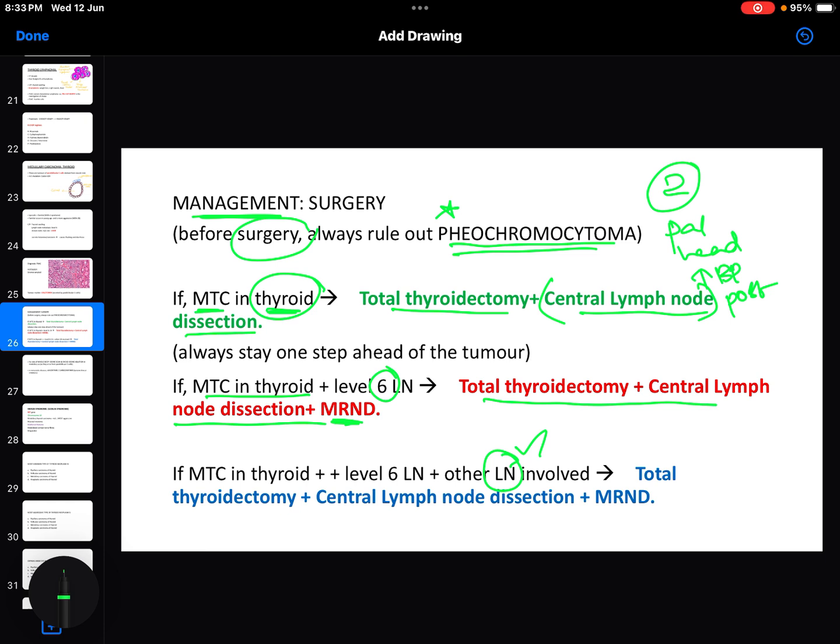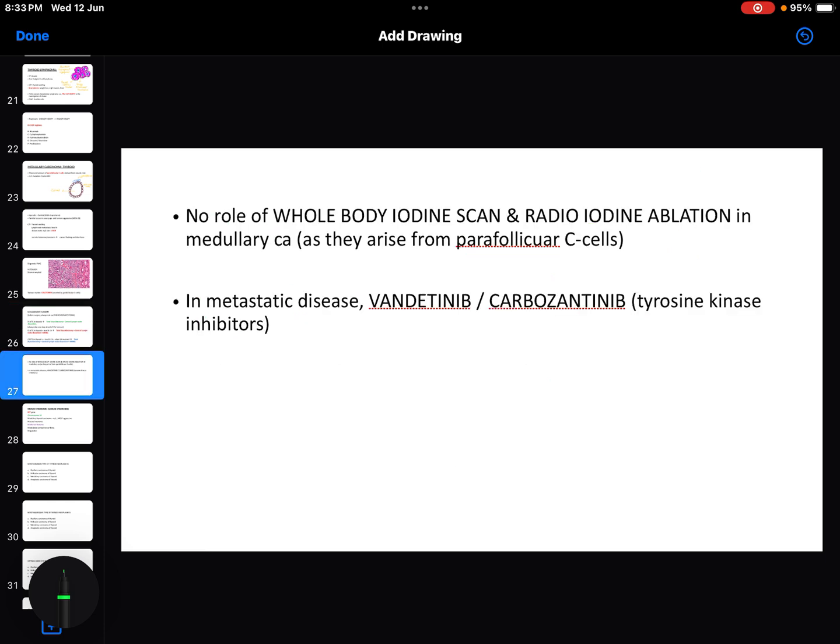If it is also present in level 2, 3, then we are going to do the same procedure. Total thyroidectomy, central neck node dissection and also modified radical neck dissection. And here there is no role for whole body iodine scan or radioactive ablation because they arise from parafollicular C cells. So they are not going to uptake the iodine, so there is no role. If there is any metastatic disease, like if it is metastatic to the liver, then we are going to give tyrosine kinase inhibitors like vandetanib and cabozantinib.